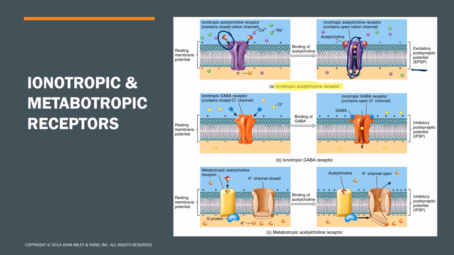We also do have the opposite ionotropic receptor here, which is a GABA receptor. So you're going to have GABA bind here, opening the ion channel, allowing calcium in, which is actually an inhibitory postsynaptic potential. So GABA is an inhibitory neurotransmitter.